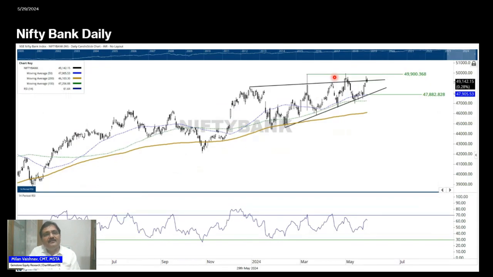A similar picture emerges on Nifty Bank. We have seen that it went to striking distance near the 50K mark, around 49,900 odd levels, and it has failed that breakout once again. Today, it has slipped below its breakout point of 49,300, and another concerning factor is the creation of a large rising wedge.